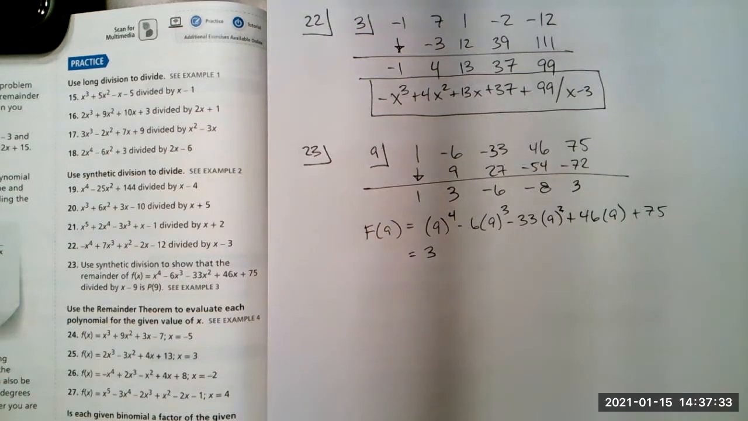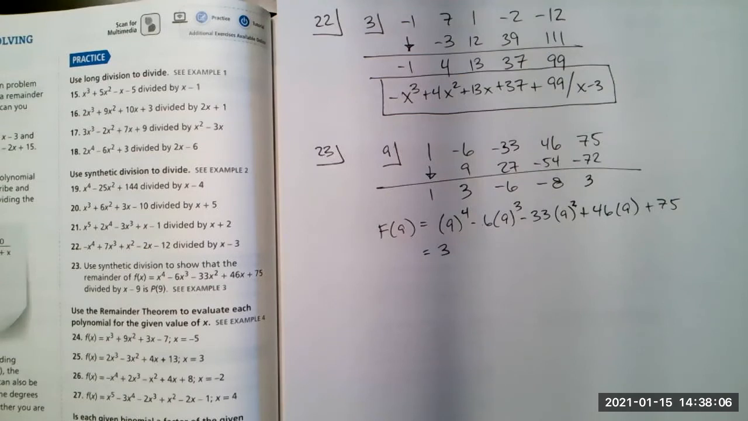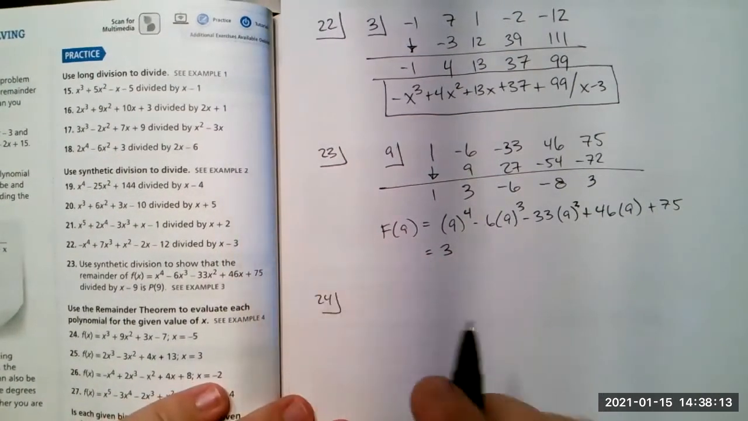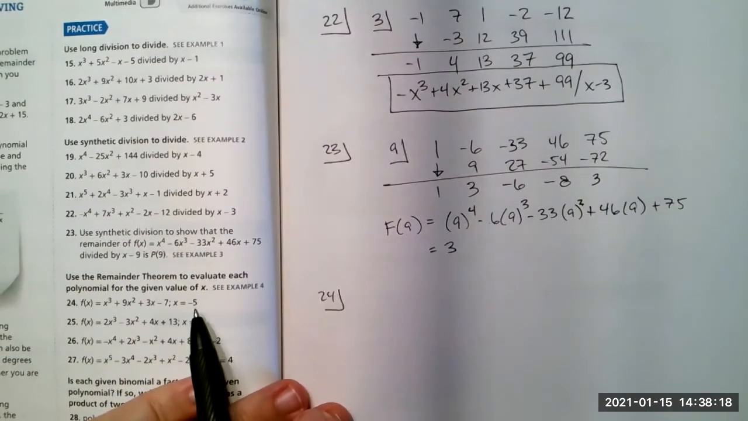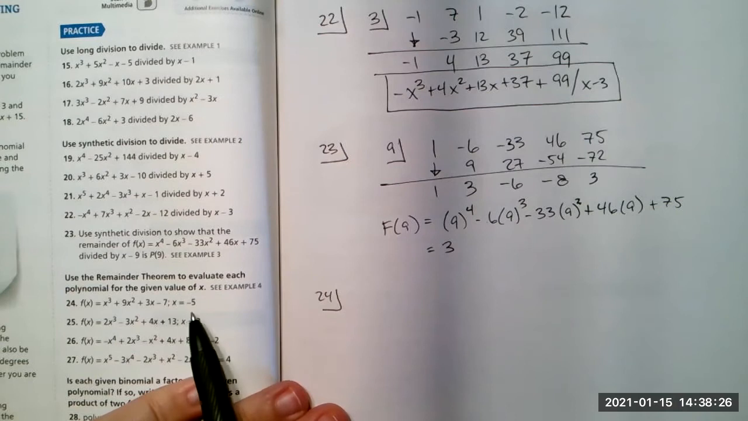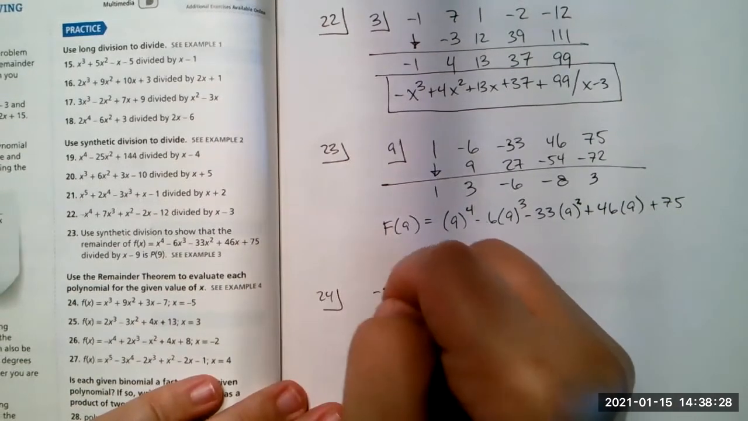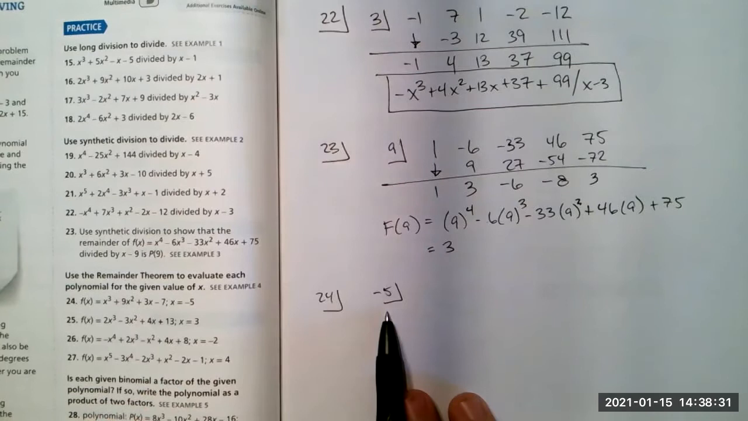Number 24, use the remainder theorem to evaluate each polynomial for the given value of x. So that's exactly what we're going to do. We'll just synthetically divide these because that's going to be the quickest and easiest. So for 24, using synthetic division, this is not like a divisor. It's not like it's x minus 5. It's not an expression like that. This is telling you that x equals -5. So that's exactly what I want to synthetically divide by, a -5.